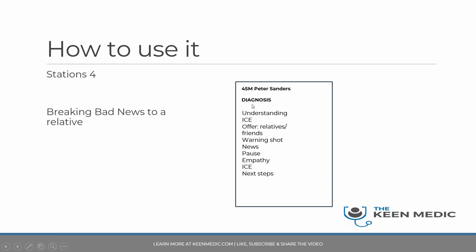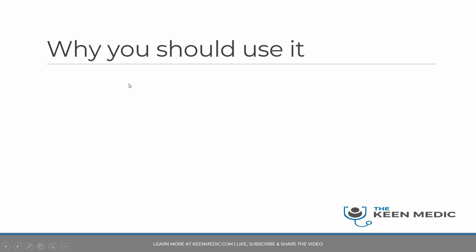Okay, so I would write down the order itself, because you don't have a differential diagnosis, right? So instead, what you should write down are the key features in the order that you would follow in the station, so that you don't miss these points during the station, okay, in station 4, which is communication. And this is why I think you should use it.